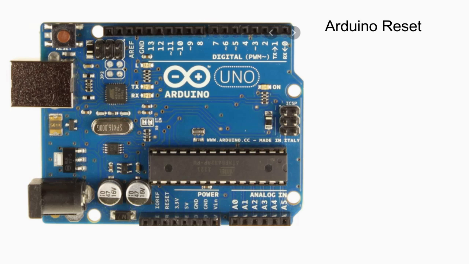Now let us see what is Arduino Reset. Arduino Reset means to start your program from the beginning. There are 2 ways to reset. First way is using the reset button on the Arduino board. Second, you can connect an external reset button to the Arduino pin named reset.